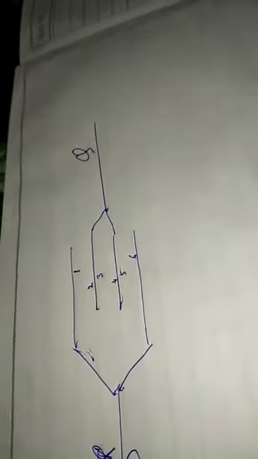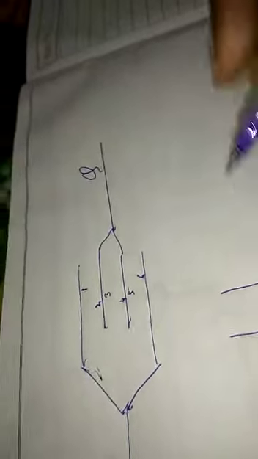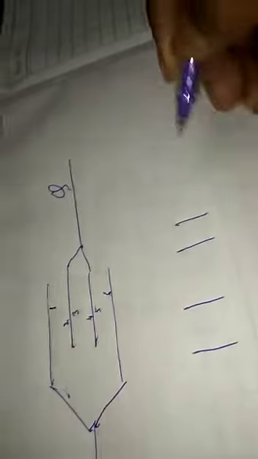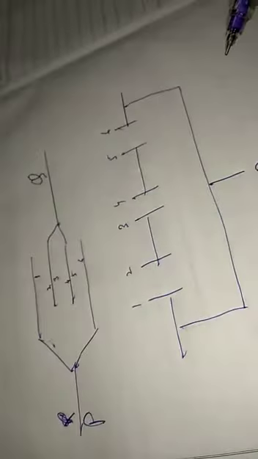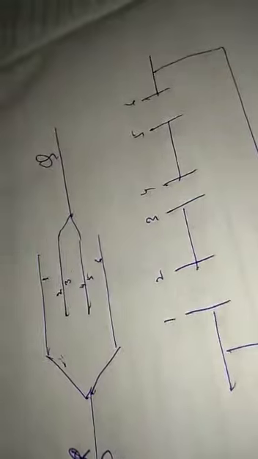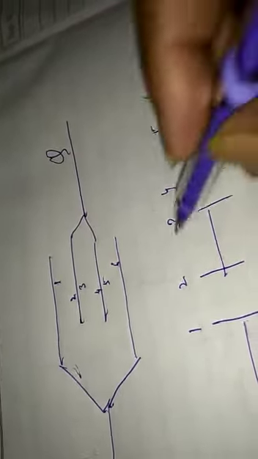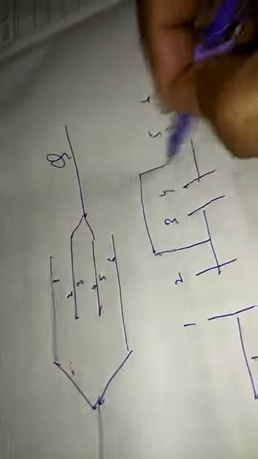Again, 1, 2, 3, 4, 5, 6. Let us join these. So, 1 and 6 are joined, and P is here. And 2, 3, 4, 5 are joined.